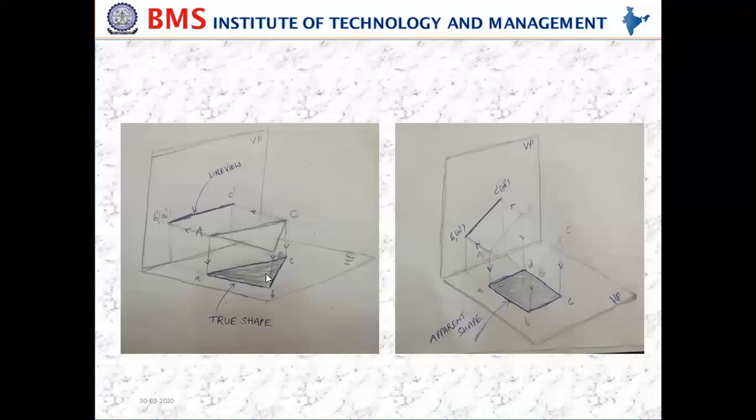We know that in the first quadrant, when the object is placed, the front view will always be above the xy line and the top view will be below the xy line. When the object is parallel to the HP, the top view will be the true shape. When the object is kept parallel to the vertical plane, the front view will be the true shape. That is the thing which you know.